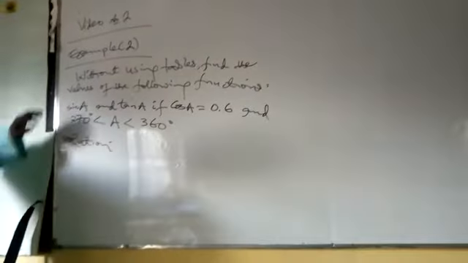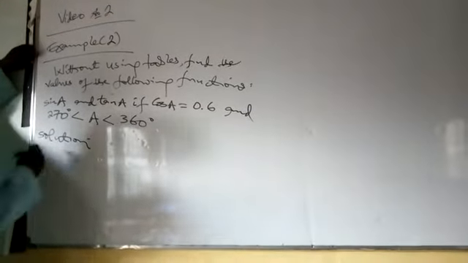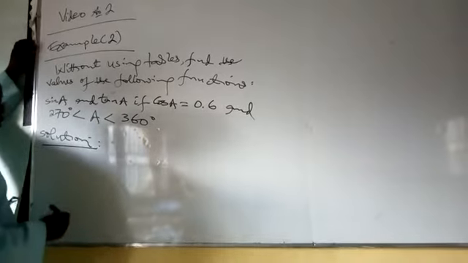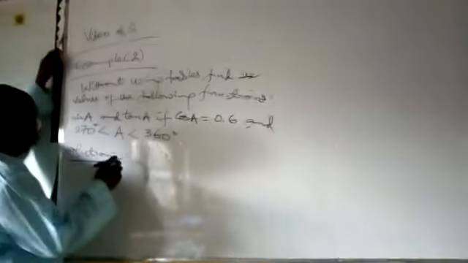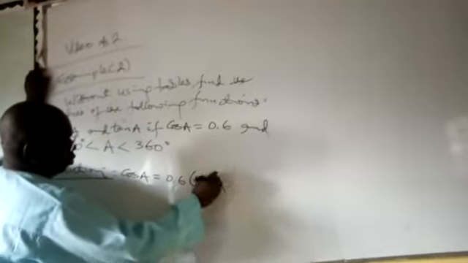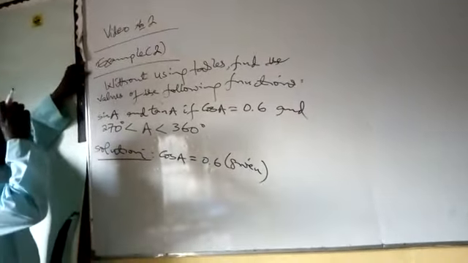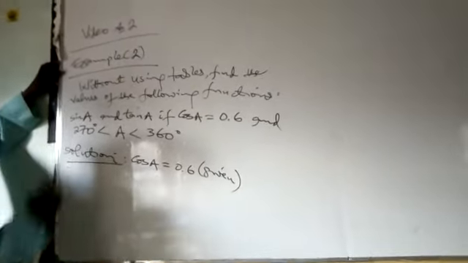With this inequality, A is in the last quadrant, that is the fourth. Now cos A is given to be 0.6. Now, how do we find sine A and tan A?